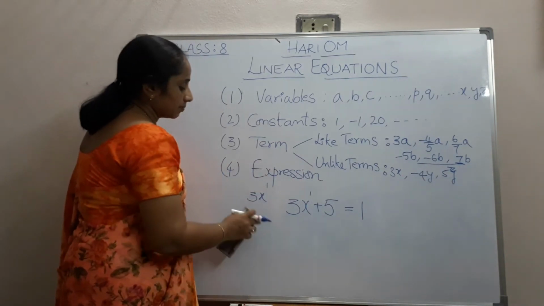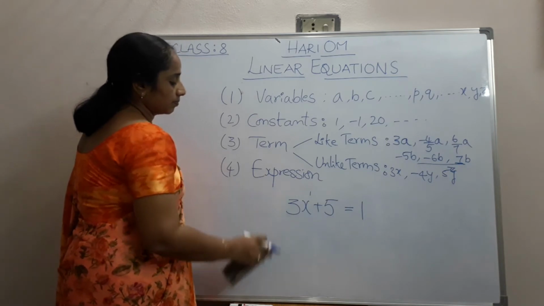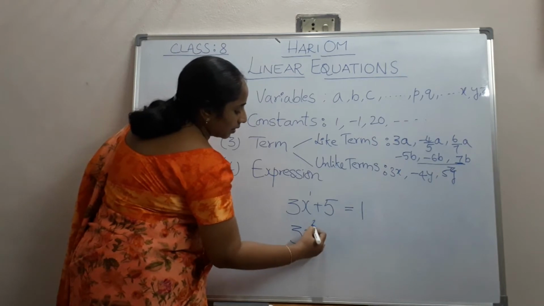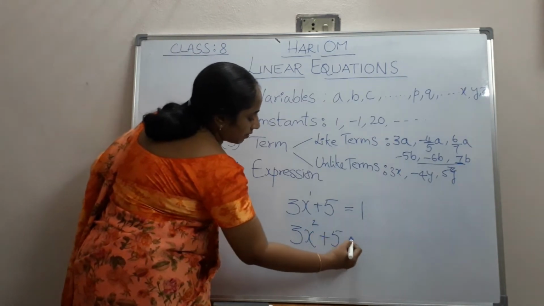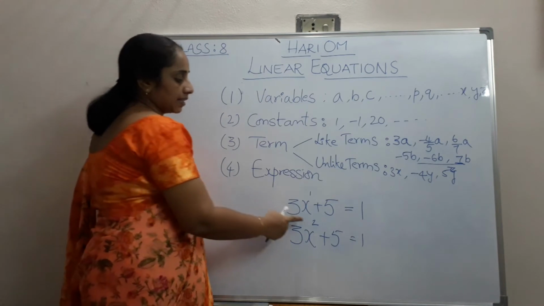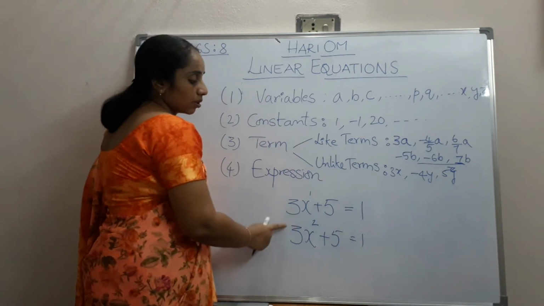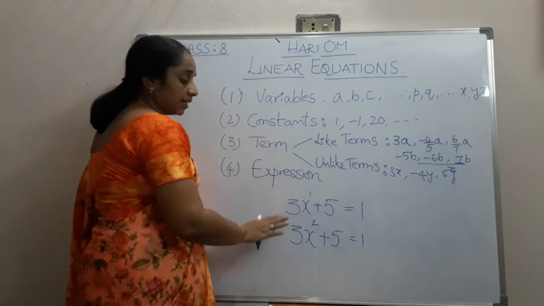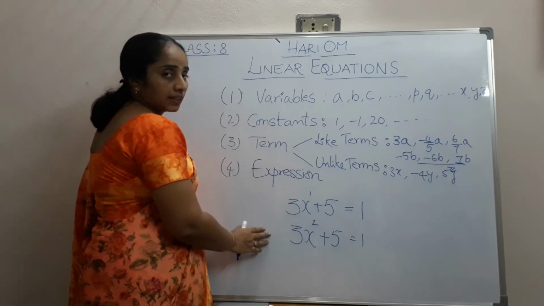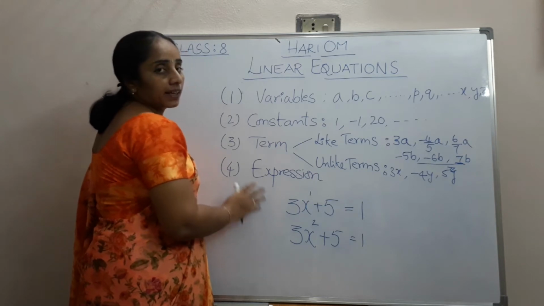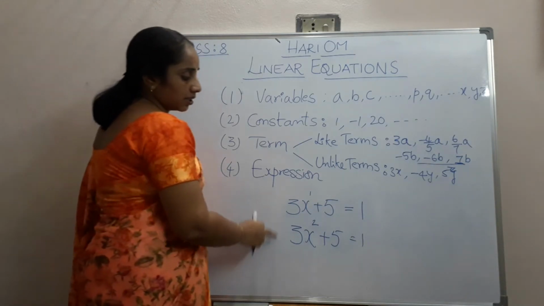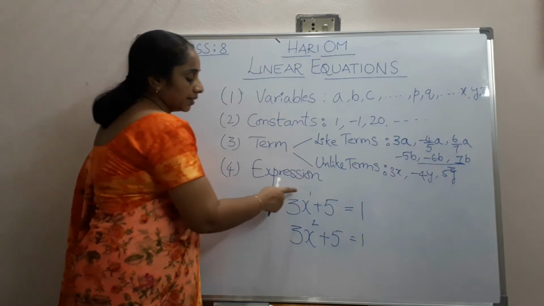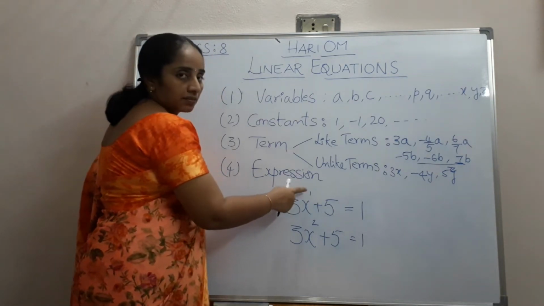Next one is, if the same is 3x square plus 5 equal to 1, here its degree is 2. So that it is not a linear equation. It is an equation but not a linear equation. Understood the difference between these two? Linear equation means its power should be 1.